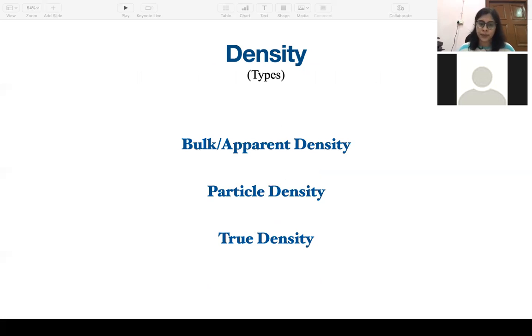Now, density is basically mass upon volume. We all know that, okay? And why is density taken into consideration? Because during the process of producing whole milk powder, there are a few factors which play a very important role. So that's why density is a very important aspect.